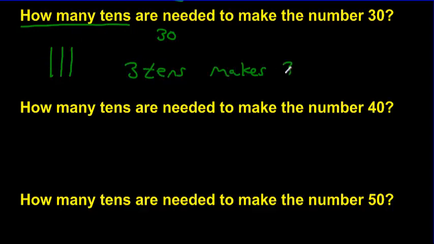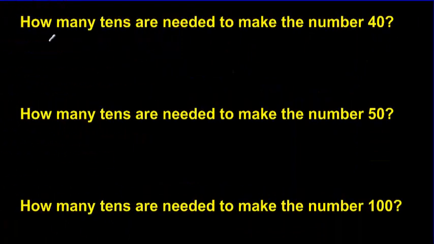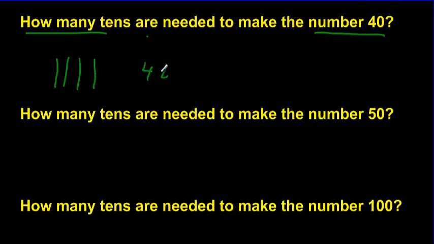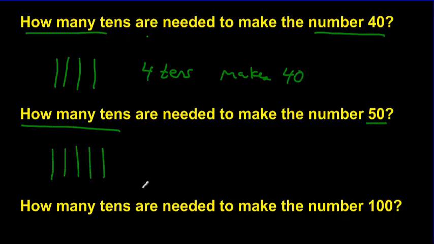3 tens makes 30. How many tens are needed to make the number 40? Well, here's 40. Now, if I made only one 10, that's not 40. 2 tens is 20. 3 tens is 30. 4 tens is 40. So I needed 4 tens to make 40. How many tens are needed to make 50? Well, that's just easy. 1, 2, 3, 4, 5 tens makes, count them, 50. So I needed 5 tens.